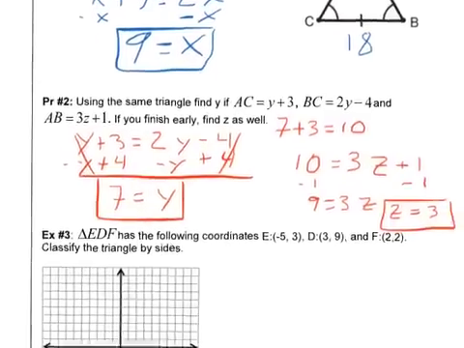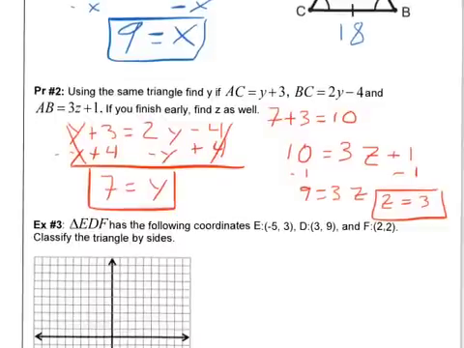Okay, so for this next one, I set the y's equal, or the equations with the y's in them equal, because they're both sides of an equilateral triangle. And I solved for y, and I got y equals 7. And then I wanted to figure out what each length of this triangle would be, so I plugged 7 back in. I used this one, y plus 3. I thought that would be the easiest. So 7 plus 3 is 10. That means that all the sides are 10.